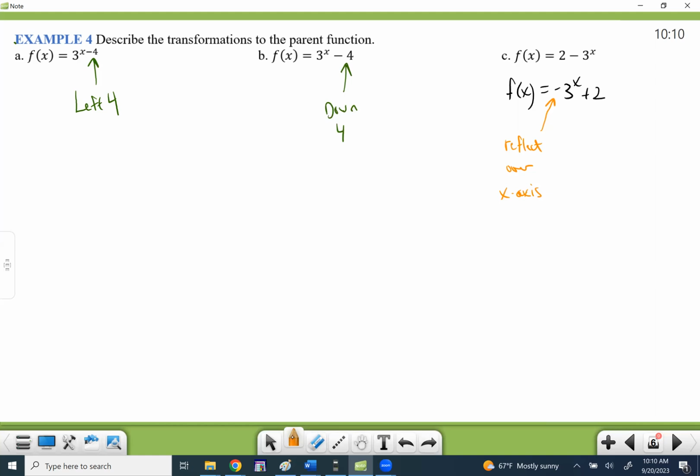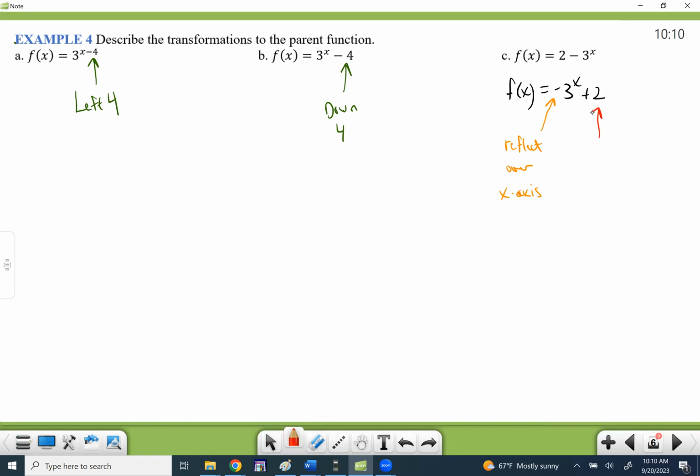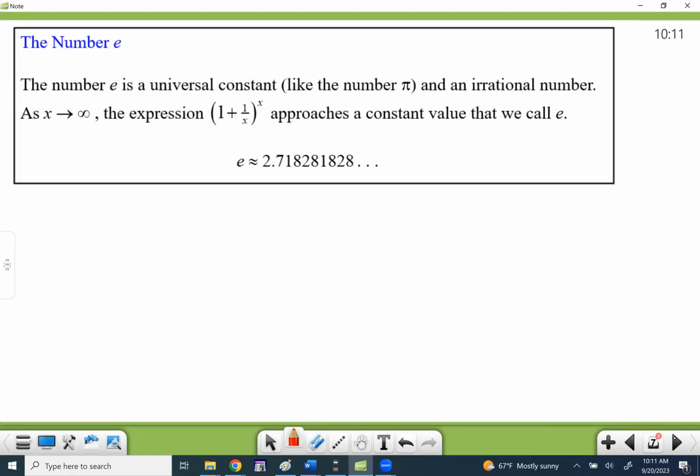Okay, now +2 we got to deal with. So this is not inside the function. It's just tacked onto the back end like the -4 on B. So this is going to control the up and down, and it tells the truth. So we are going to go up 2. Okay, so hopefully that kind of helps you review a little bit what we learned quite a while ago.